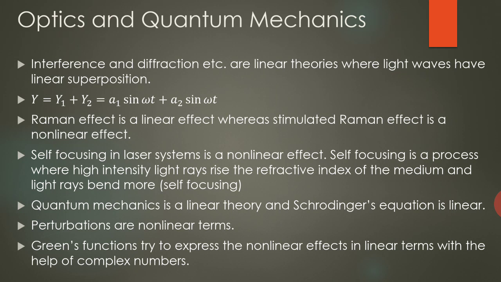And in quantum mechanics, basically it is a linear theory where wave functions add linearly. The Schrodinger equation is a differential equation that is a linear equation, and perturbations, all the small disturbances that we take into account, are the non-linear terms in quantum mechanics. Green's function theory expresses non-linear effects like scattering in terms of linear terms, and for that purpose, they take the help of complex numbers.